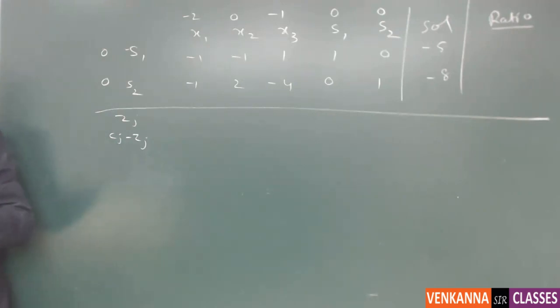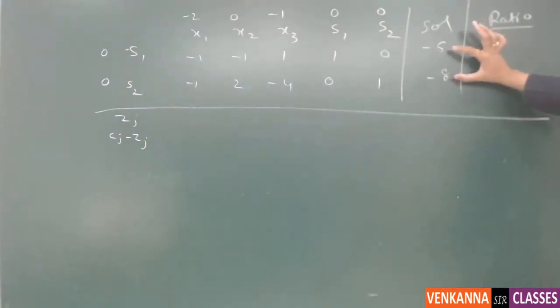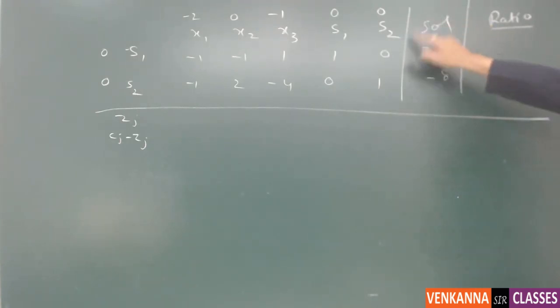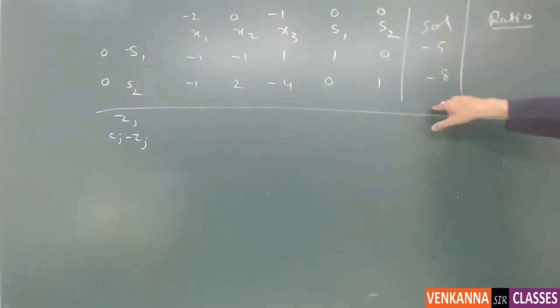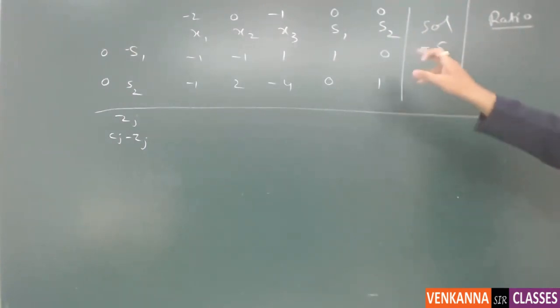So we are applying the dual simplex method unless these solution values turn positive, right? Whenever the solution column is negative, we start this procedure, the dual simplex method, because we have converted the inequalities from greater than or equal to less than or equal to. Clear?